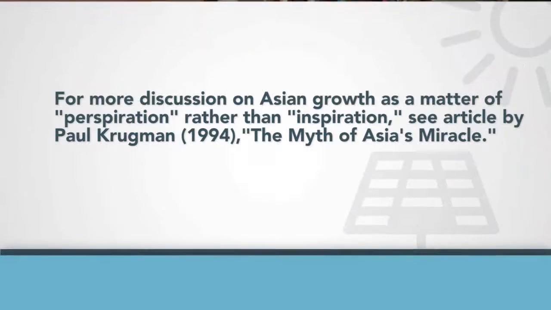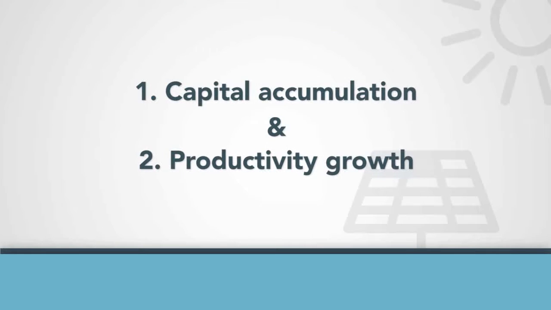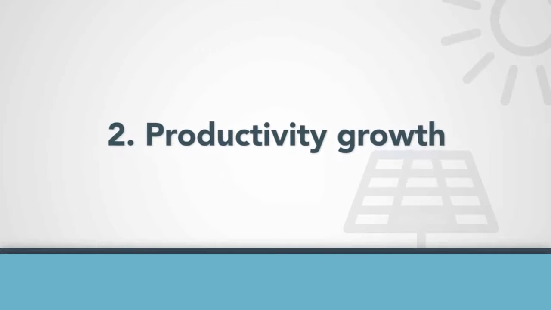So they have to come to rely more on total factor productivity growth in order to maintain the growth process. They have to move from growth via perspiration to growth through inspiration. They have to move from accumulation to innovation. So the productivity problem becomes absolutely key.